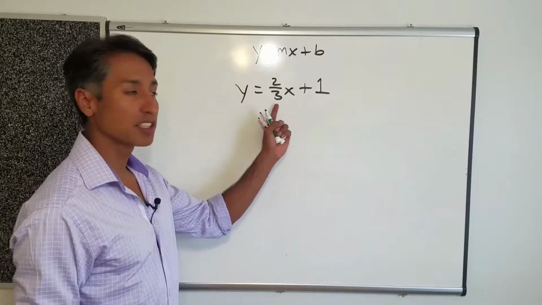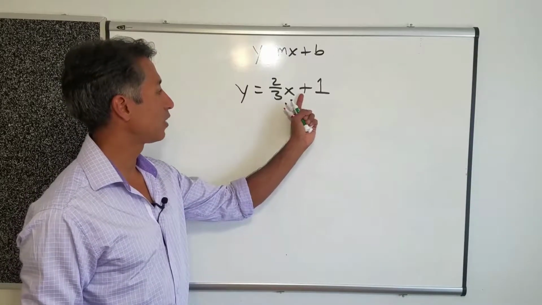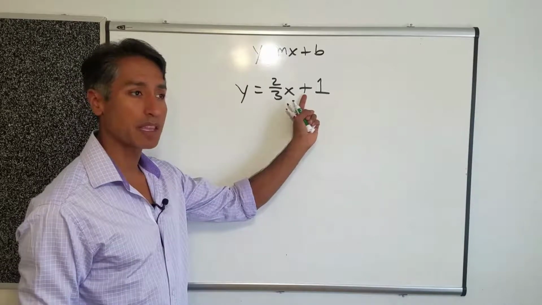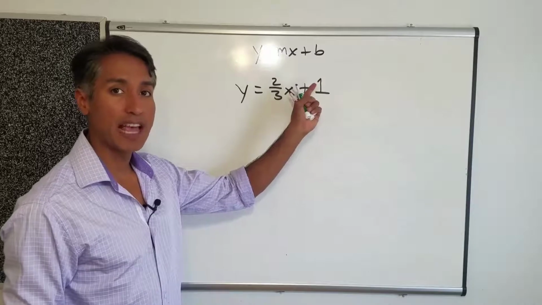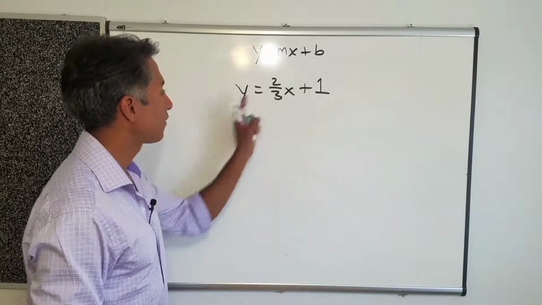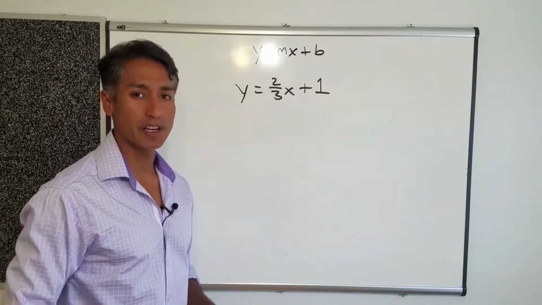We know that this is the slope. We know that this thing here, plus 1, the plus goes with it, is the y-intercept. And so we have the two parts that we need, and now we can quickly graph.